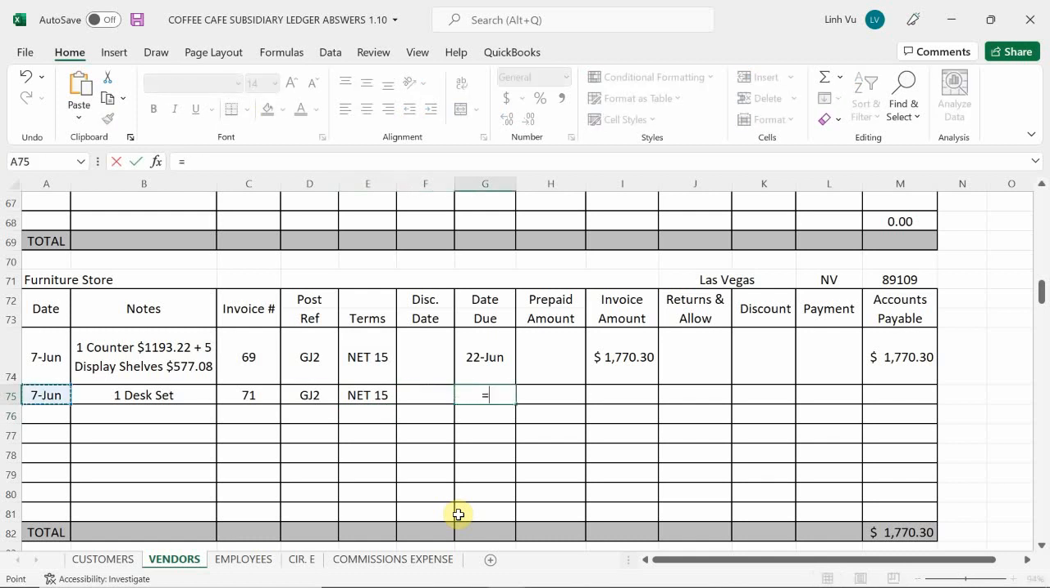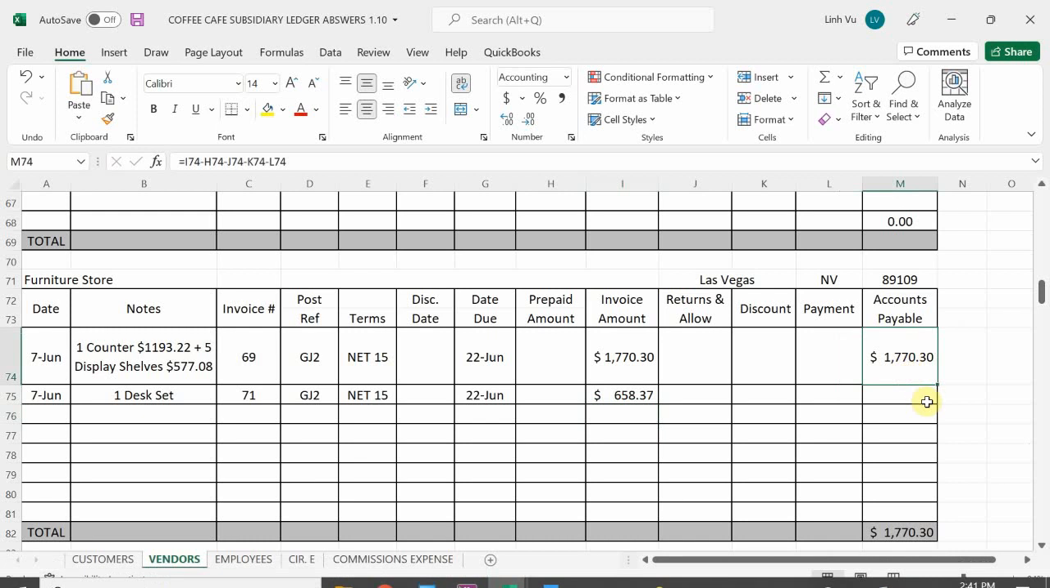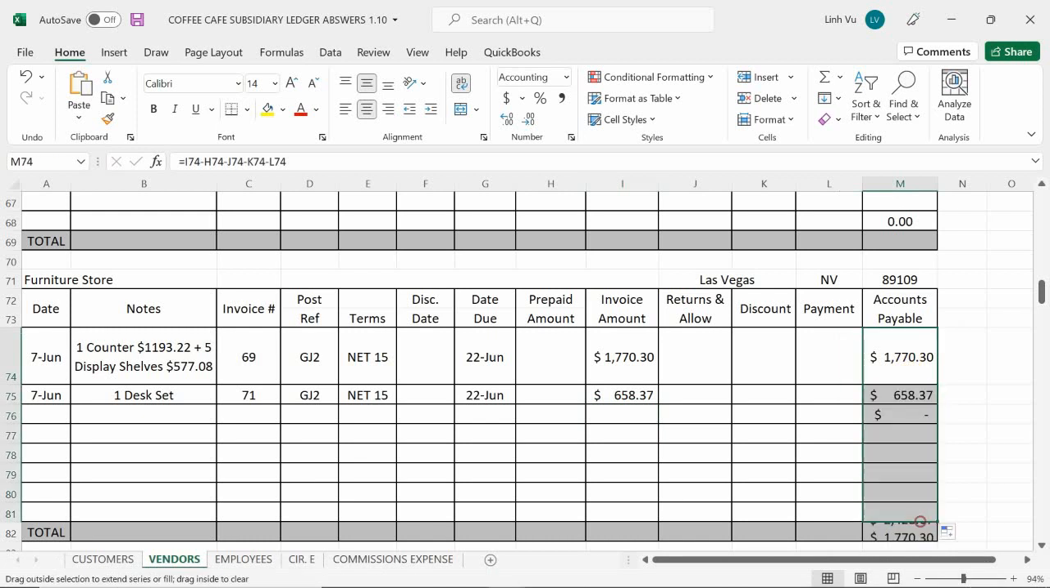So in this case, when you have net 15, it's based on the date that you receive the bill, or the bill date will give you the date. So what is 15 days from the 7th? We've already solved that from above, which gives us June 22nd. So that means we have until June 22nd to pay for this bill. And this bill came out to be $658.37. And of course, because we didn't pay for it, if we copy this formula all the way down, now check it out.